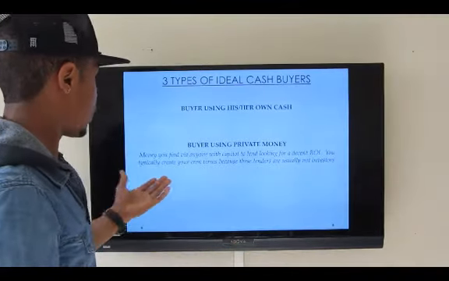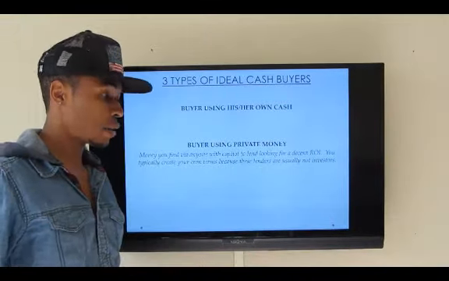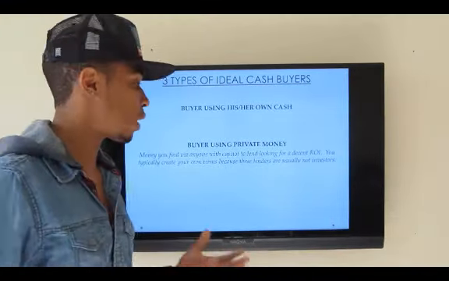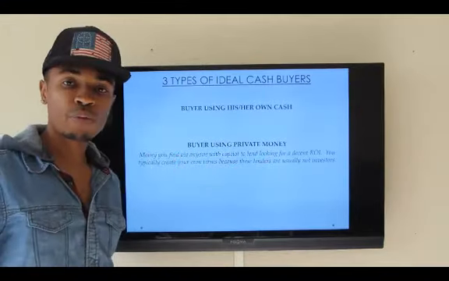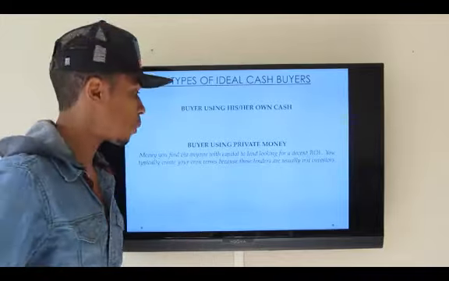You typically create your own terms with these people, and because these lenders are not usually investors, again, you have to educate them. So you have your buyer using private money. They're getting money from private lenders, or they're creating private lenders and building capital.